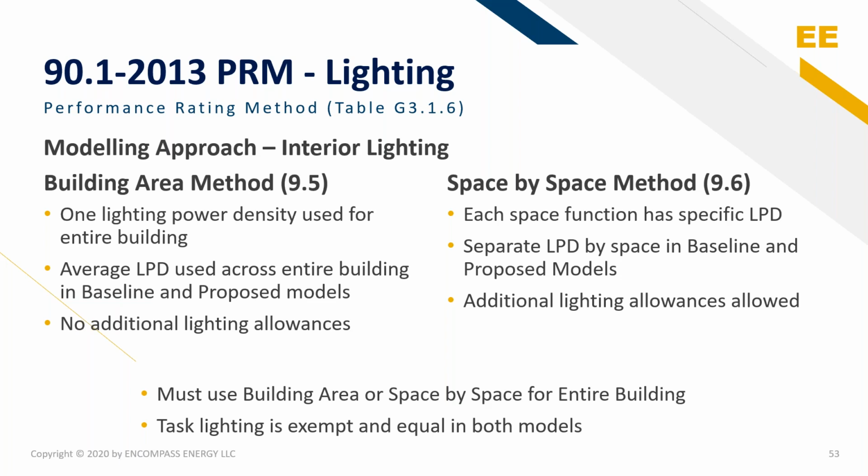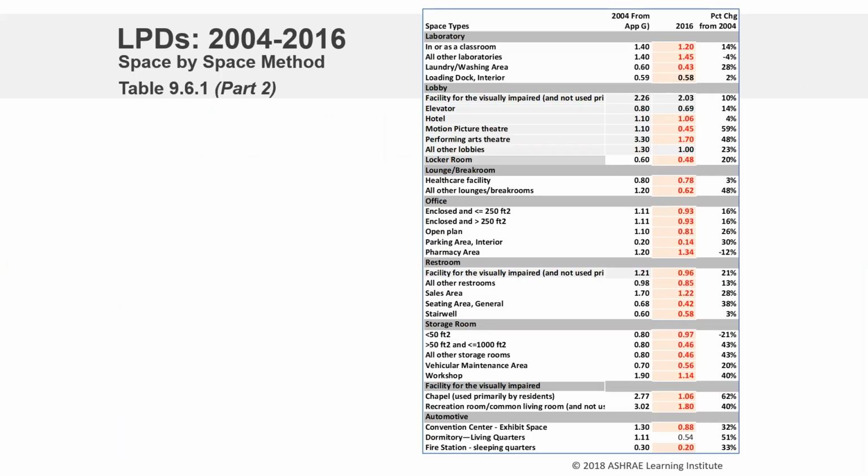It is more complicated and more time consuming, but each space type gets a lighting power allowance, and you have decorative allowances that are included. So you generally will end up with a much higher allowance if you go space by space. The only note here is that you must use either building area or space by space for the entire building. You can't pick and choose. Task lighting is also exempt from both methods.